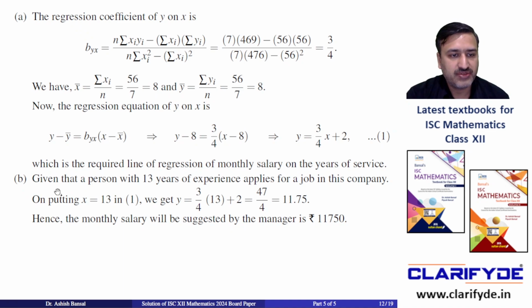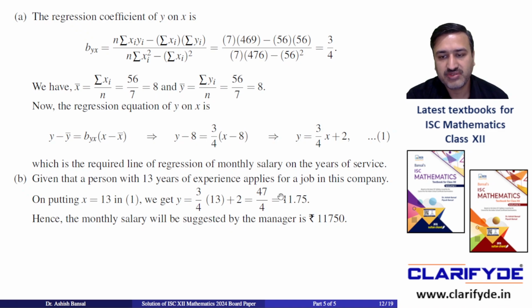In the second part, we are given that a person with 13 years of experience applies for a job in this company. So that means we are given the value of x as 13, and if we substitute x equal to 13 in the first equation, we get y equal to 11.75. So the monthly salary suggested by the manager will be rupees 11,750.